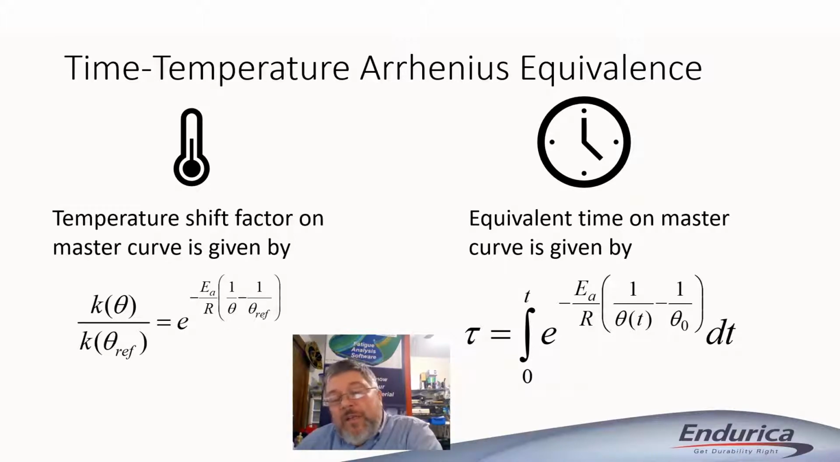Now, of course, in a simulation, typically the temperature will be varying in time, and we can keep track of the equivalent time on the master curve for each element in the model by integrating this equation here, right? So this is just integrating the Arrhenius law so that we can keep track of the elapsed equivalent time on the master curve. And so this tells us where we should look on the master curve to get the material properties for that particular moment in time as we're running the simulation.